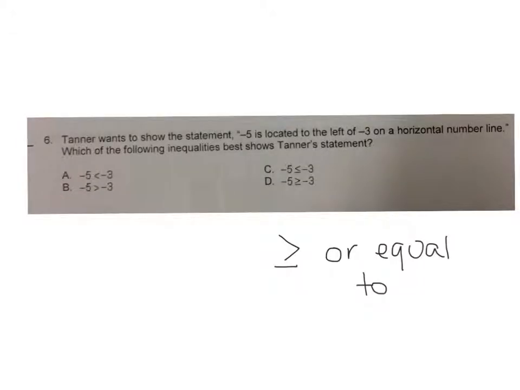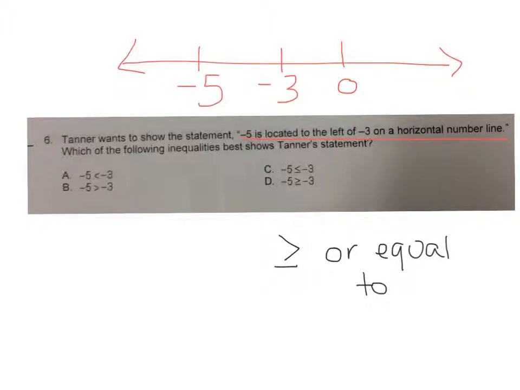Number 6, Tanner wants to show the statement -5 is located to the left of -3 on a horizontal number line. So if I draw my number line, and here's 0, -3 is right here, and to the left of that is -5. We know that -3 is greater than -5. That line underneath means that it could be equal to it. We know that -5 cannot be equal to -3 because they are not the same thing. So C and D are eliminated. Letter B says that -5 is greater, which is not true. So A is the correct answer.